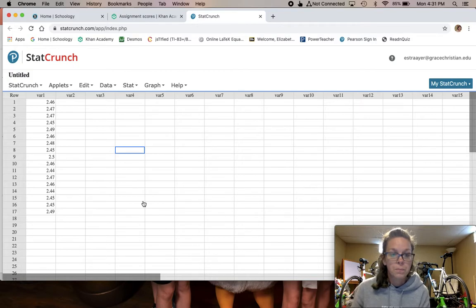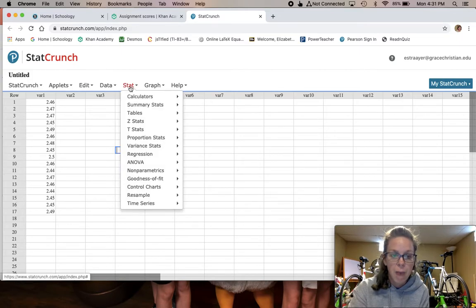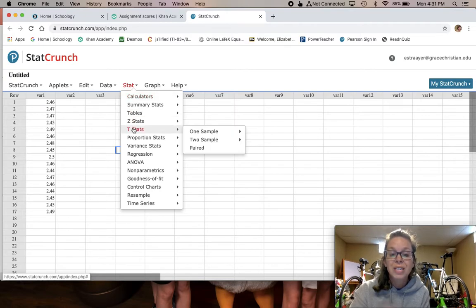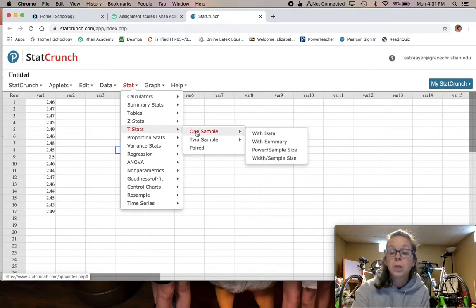So I went ahead before the lesson and entered all that data in here. So these are those 17 points of the pennies, the 17 data points. So we're going to go into Stat here. We're going to choose T Stats because we're using this new t distribution. So in our T Stats here, we're going to choose One Sample because we only took one sample of pennies. We're not making comparisons between different groups, just one sample.